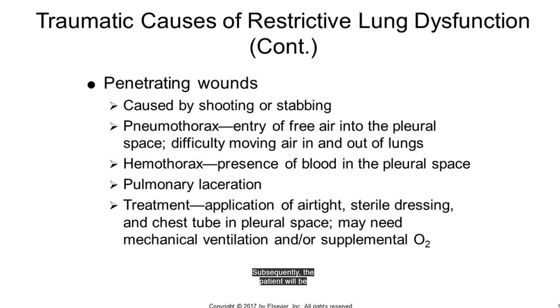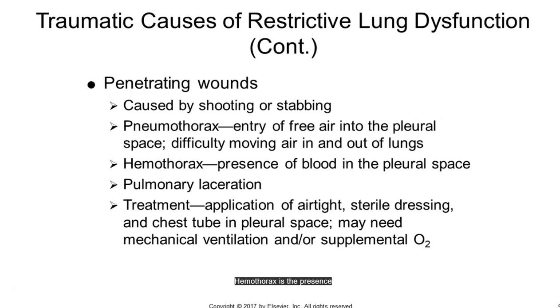Subsequently, the patient will be unable to move air into the affected lung, resulting in decreased lung volumes and lung compliance, VQ mismatches, and impaired gas exchange. A tension pneumothorax results when the air that enters the pleura cannot escape to the environment and causes interpleural pressures to increase rapidly, and is considered a life-threatening emergency.